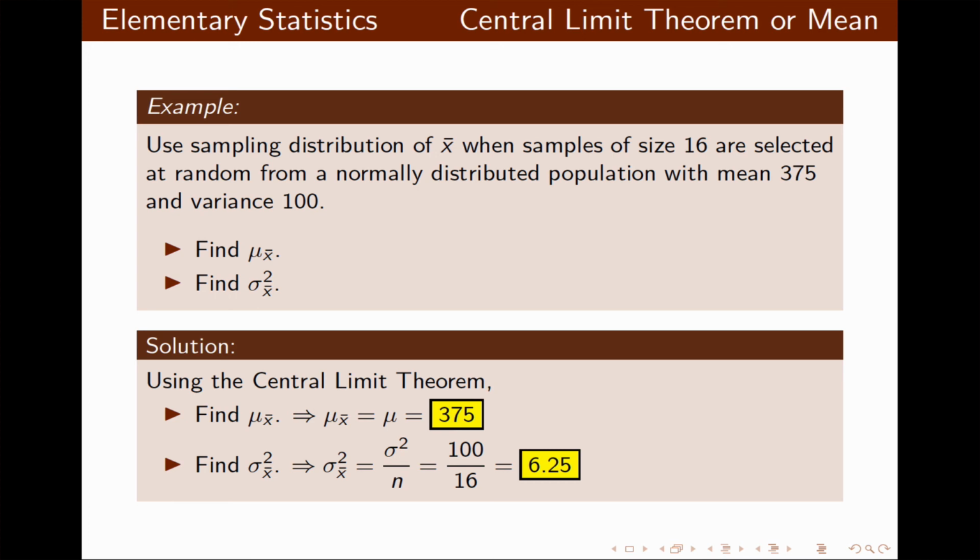The variance of the original was 100. The sample size was 16. So we end up getting 6.25. This is the variance of the means.